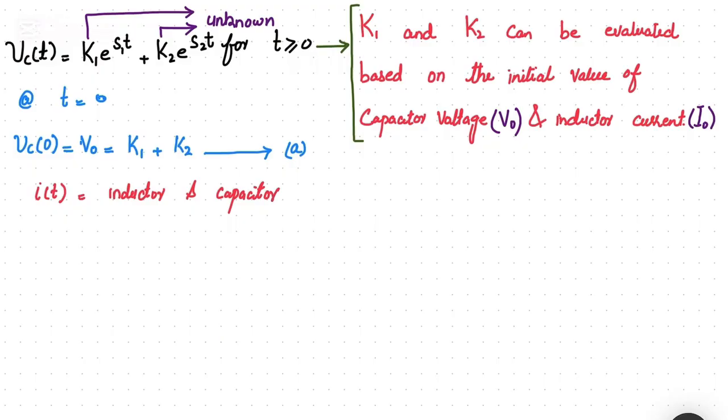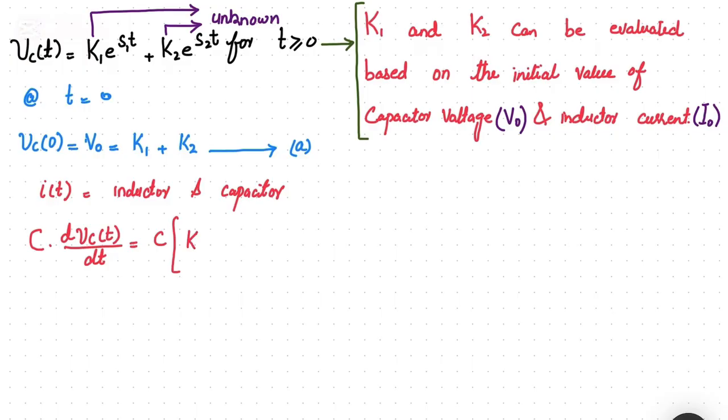Both of these two currents are the same. So I can take the derivative of this equation and multiply that derivative with C. I'm taking the derivative of the above equation and multiplying by C on both sides, so C is multiplied on both sides and the derivative is taken on both sides. The derivative on the right hand side would be k1 s1 e raised to power s1t plus k2 s2 e raised to power s2t.